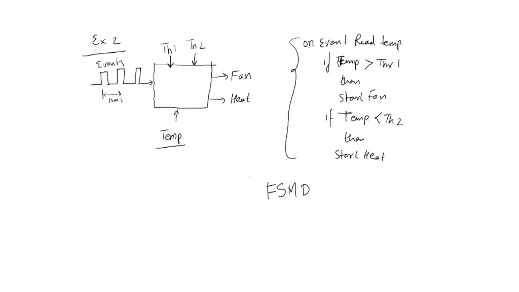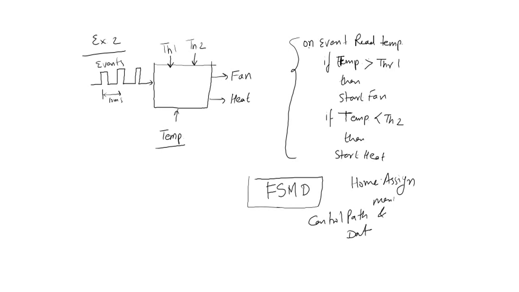Now you can draw the FSMD for this one. So I am giving this work as homework for you. Home assignment: you try to draw the control path and data path for this system.